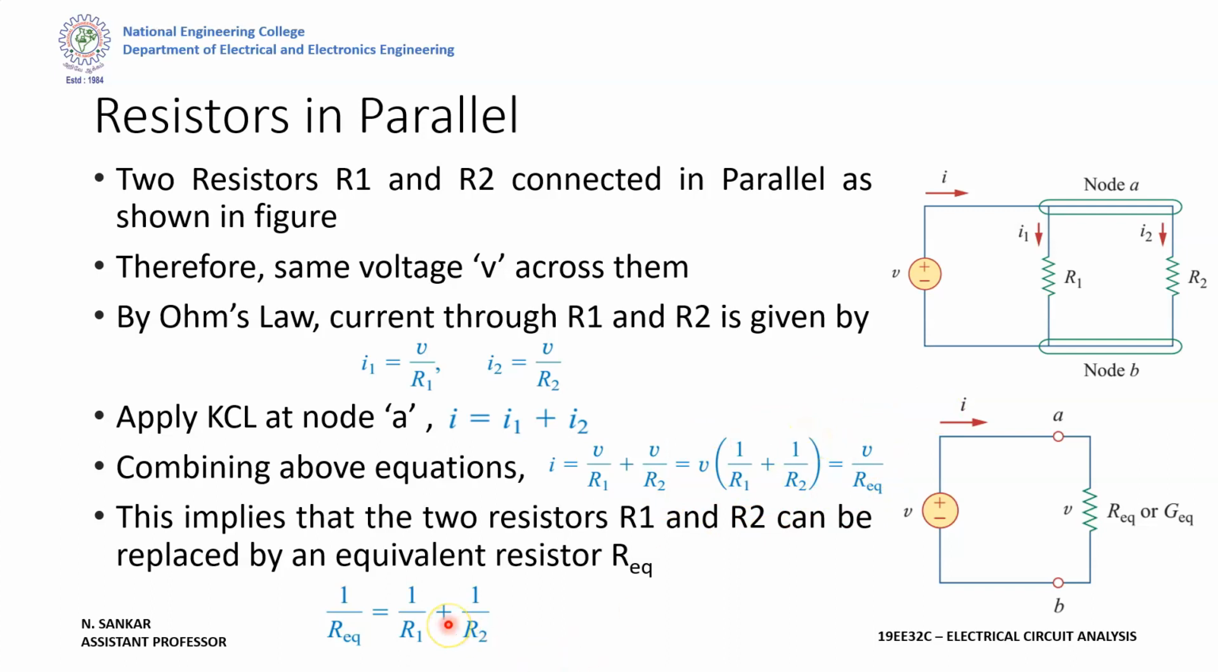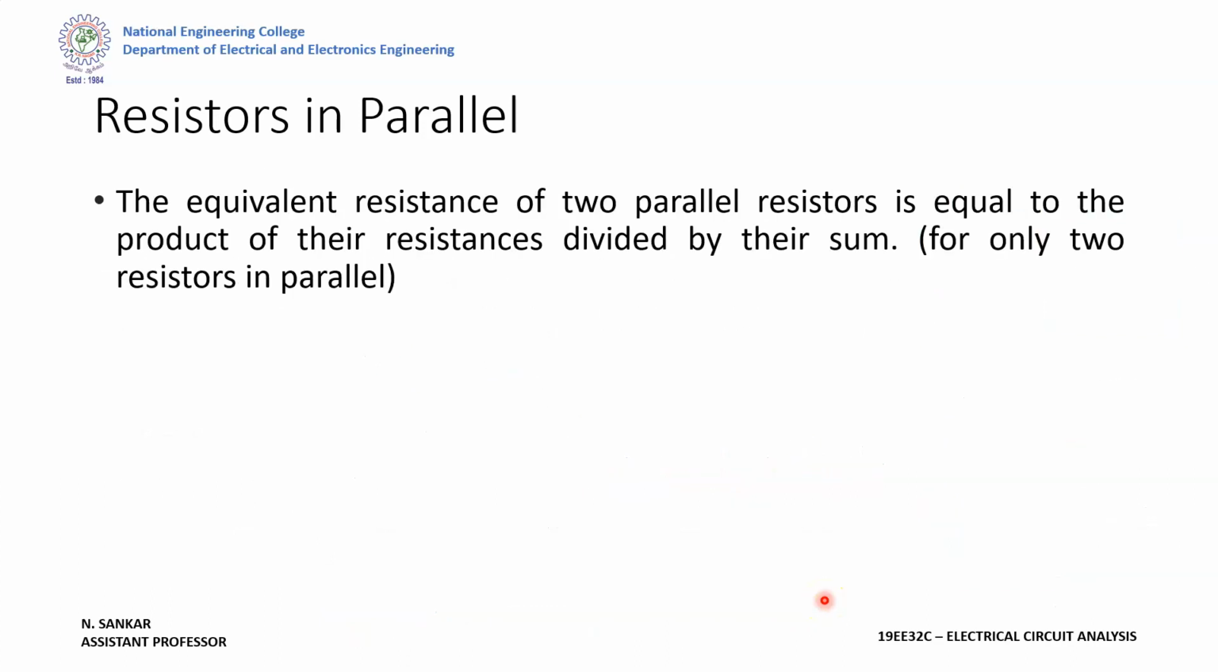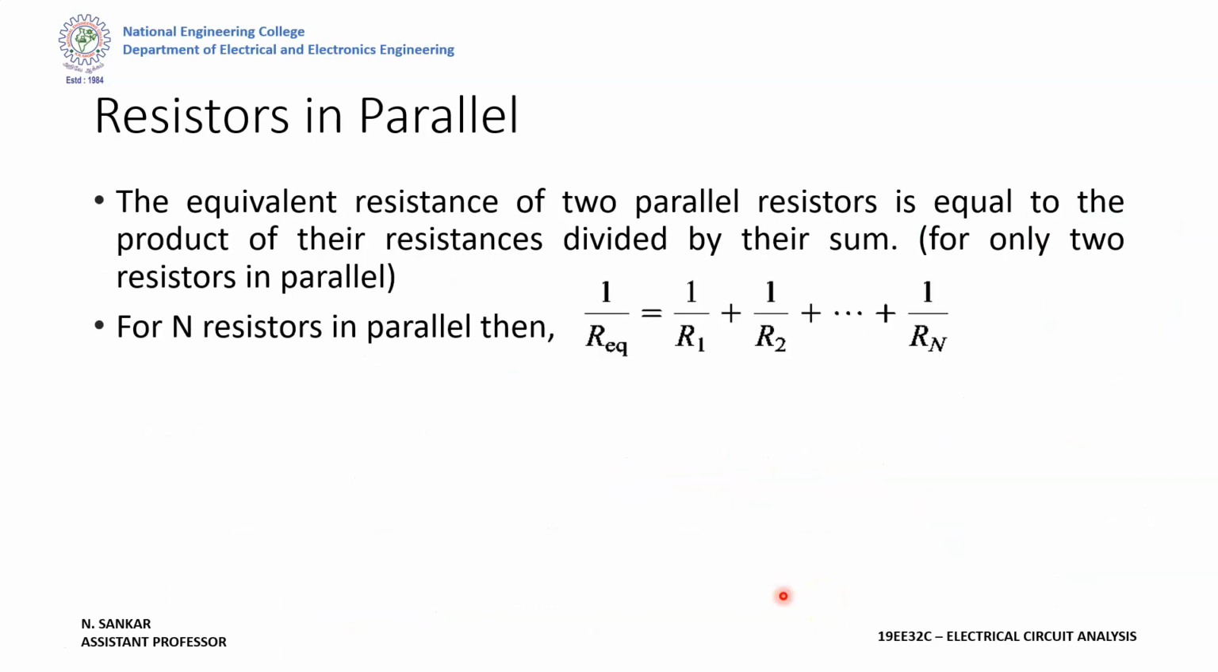Here if you take the LCM, it will be equal to R1 plus R2 divided by R1 R2. If you bring R equivalent to the numerator, it will be equal to R1 R2 divided by R1 plus R2. So this is the equivalent resistance of R1 and R2 connected in parallel. For two resistors connected in parallel, the equivalent resistance is the product of the two resistors divided by the sum of the two resistors. If n resistors are connected in parallel, then 1 by R equivalent is equal to 1 by R1 plus 1 by R2 up to 1 by Rn.